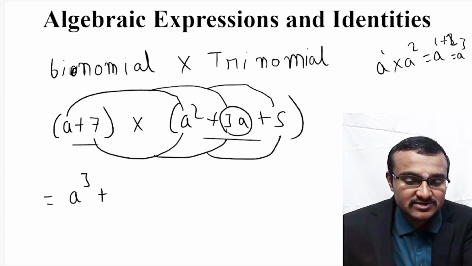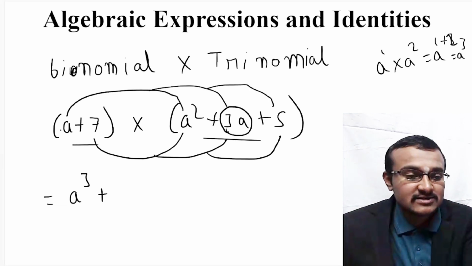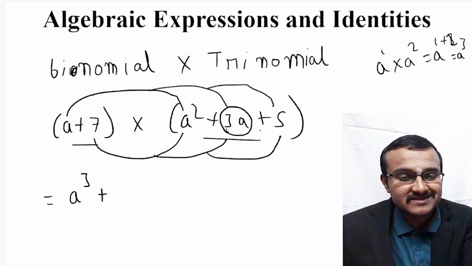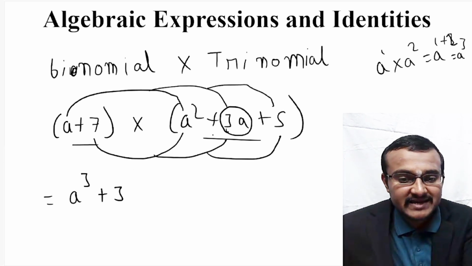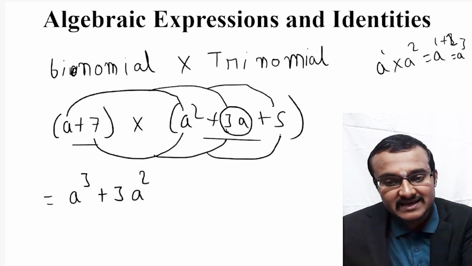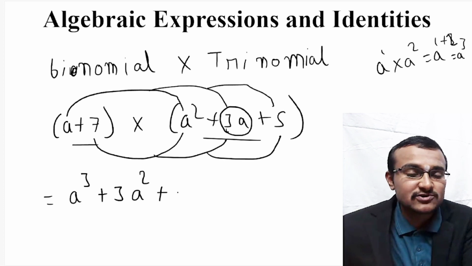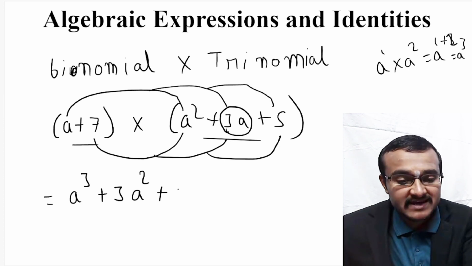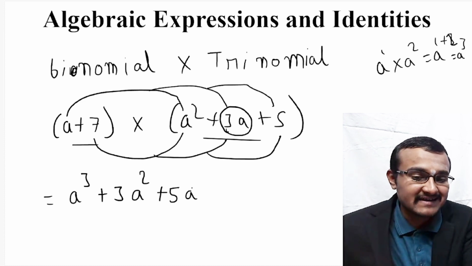So this 3a should also be multiplied with a. So a into 3a is actually 1a into 3a. So plus 1a into plus 3a will be plus 1 into plus 3, that is actually plus 3. A into a will be a square. So again you should multiply this a with 5 as well. So when you multiply a with 5, it will be 1a into 5. So 1 into 5 is 5. So plus 5a. So 1a into 5 will be 5a.